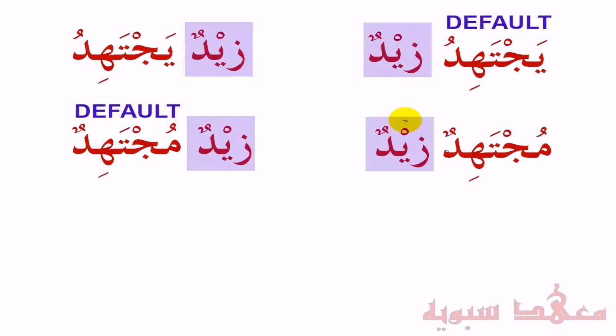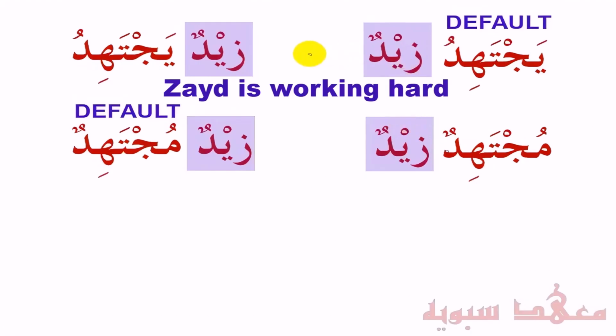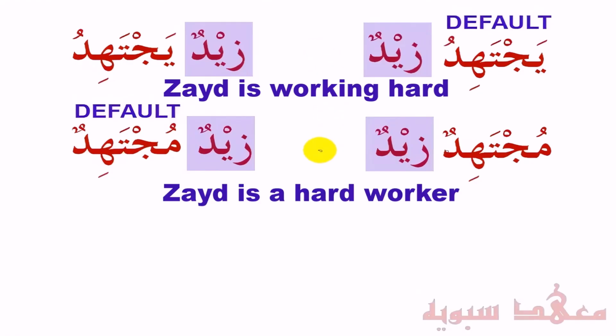So in Arabic, we can change the position of words. And although the general meaning is the same, there will be a subtle difference in the meaning. And inshallah, we'll explain this in a lot more detail. So both of these sentences on top can translate as Zayd is working hard, and the bottom two is Zayd is a hard worker. Now, in the top examples, the verb is coming as the musnad, while in the two sentences below, we have the ism as the musnad.